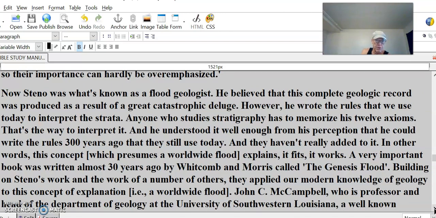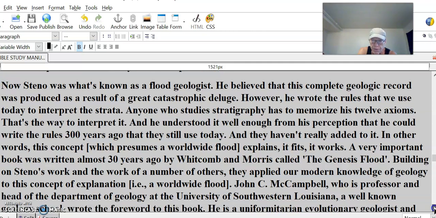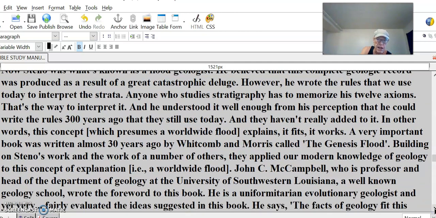A very important book was written almost 30 years ago by Whitcomb and Morris called The Genesis Flood. I read that, and I did a lot of work on there, quoting from it on this website. The Genesis Flood, building on Steno's work and the work of a number of others, applied our modern knowledge of geology to this concept of explanation of a worldwide flood. John C. McCampbell, who was professor and head of the Department of Geology at the University of Southwestern Louisiana, a well-known geology school, wrote the foreword to this book.